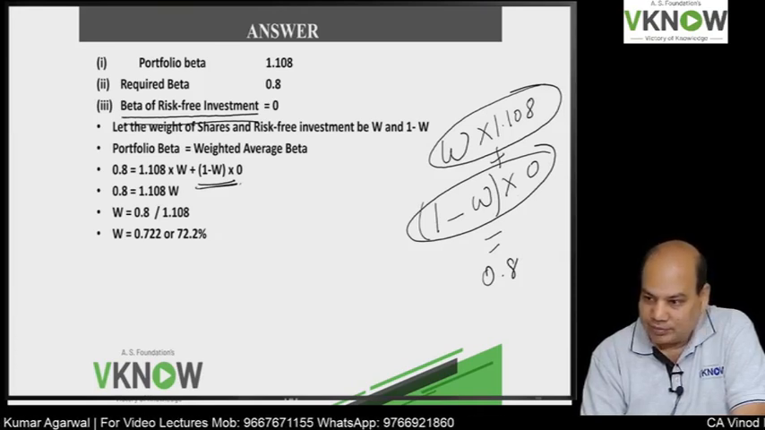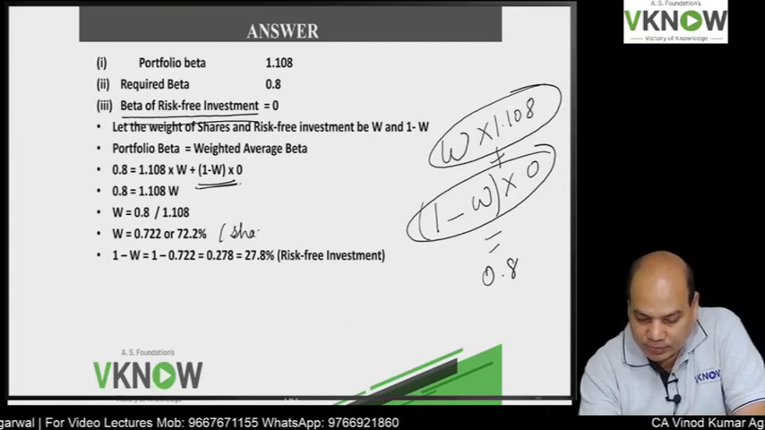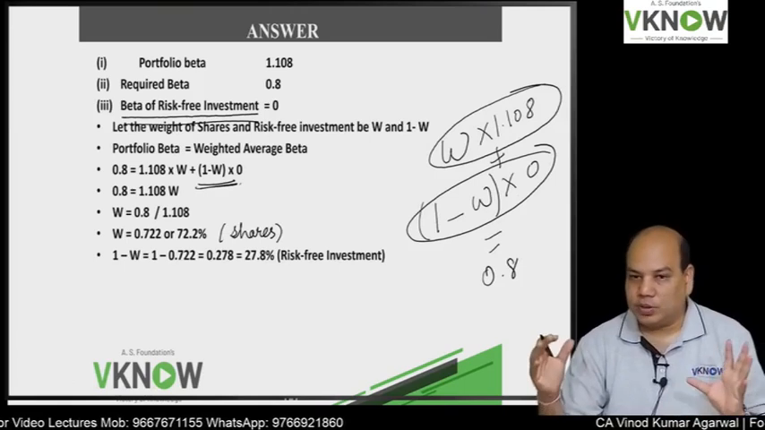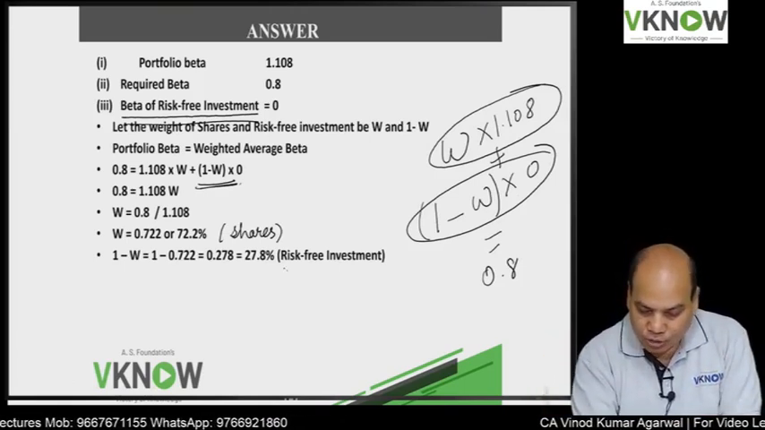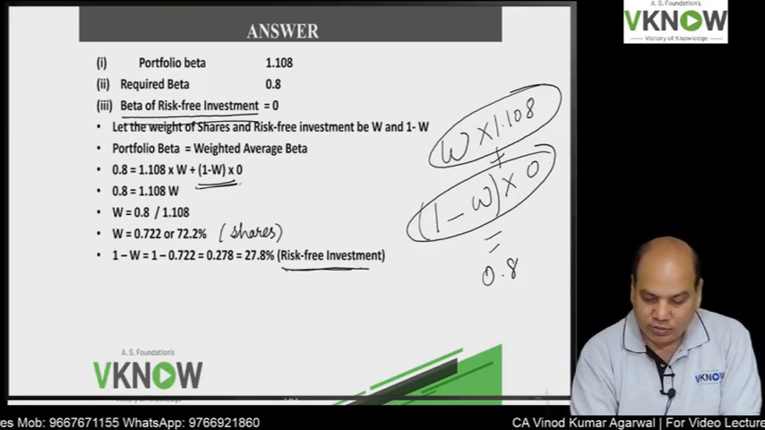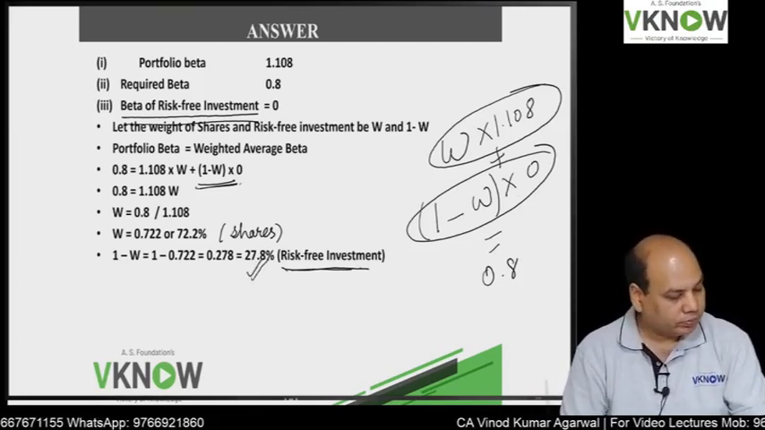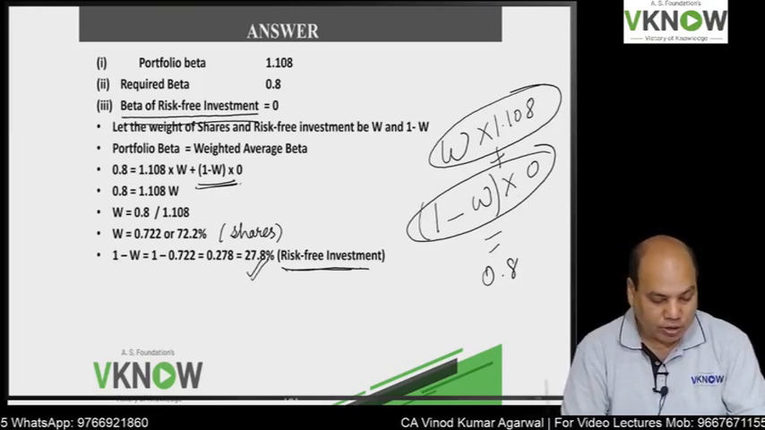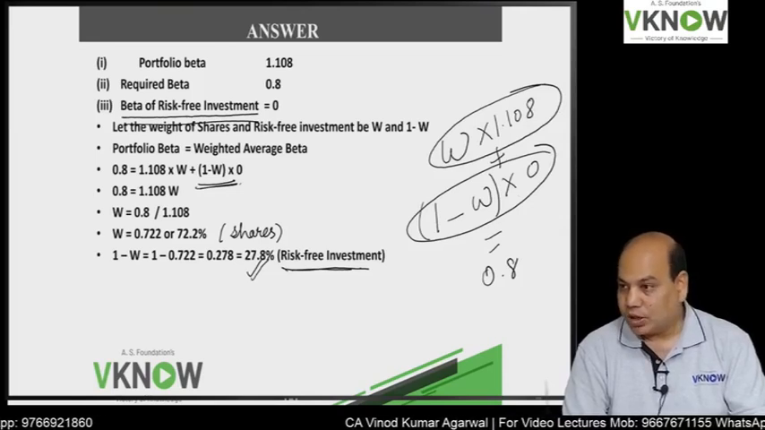Is it right now? That means these are the shares. So the proportion of shares in the new portfolio would be 72.2%. And what will be the proportion of risk-free investment? 27.8%. These are the proportions or weights we have found out. Now Mehul and Rishabh have given the correct answer. You have to also write down the amount.